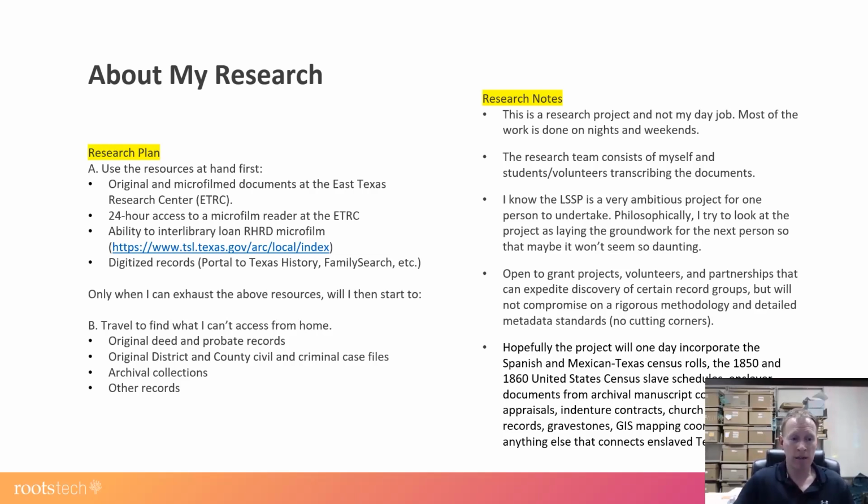It is a very slow process. The research team is very small. Myself, and then we have some students on a grant transcribing records, and we have volunteers transcribing. It's a very ambitious project, right? I mean, there are 182,000 slaves in Texas in 1860 alone. That's not counting whatever the historical population is going back into the 1600s and 1700s. There could be who knows how many more.